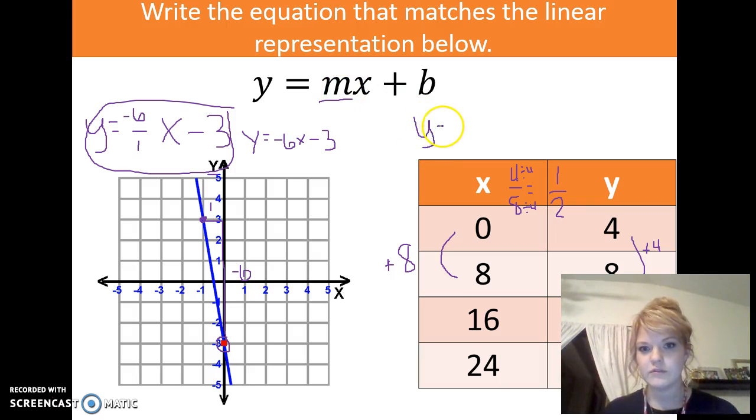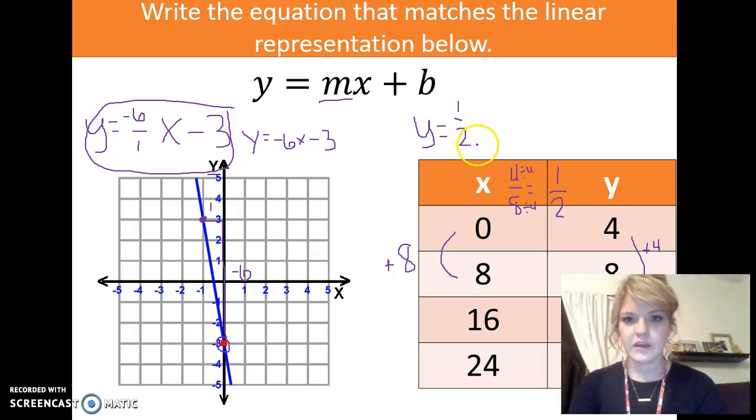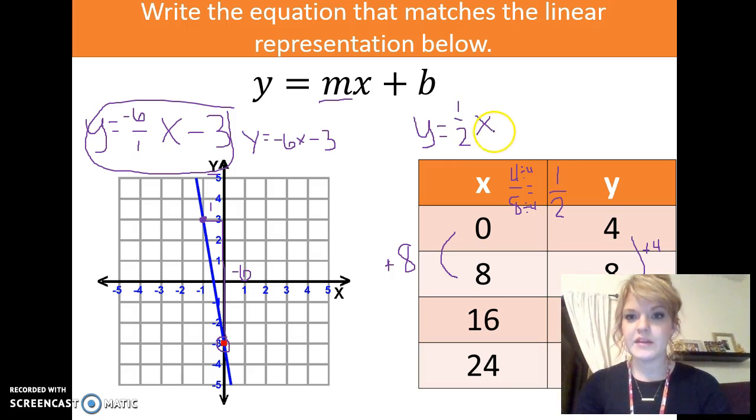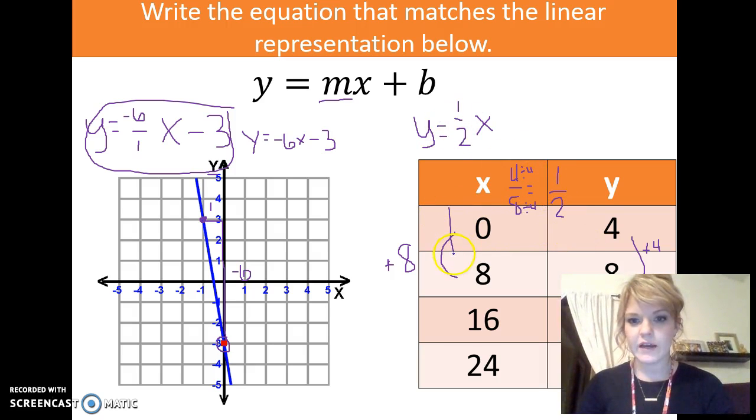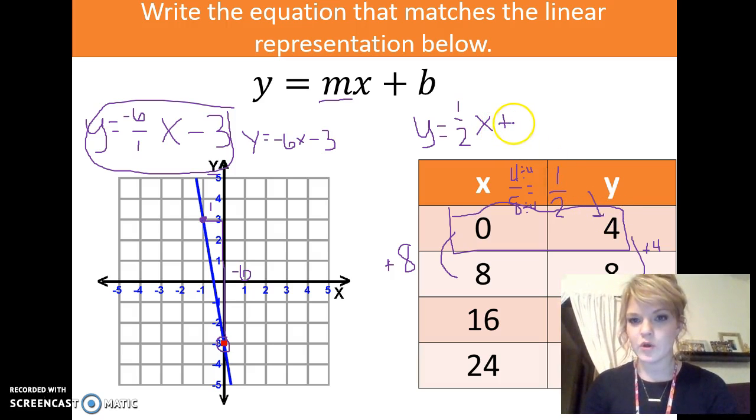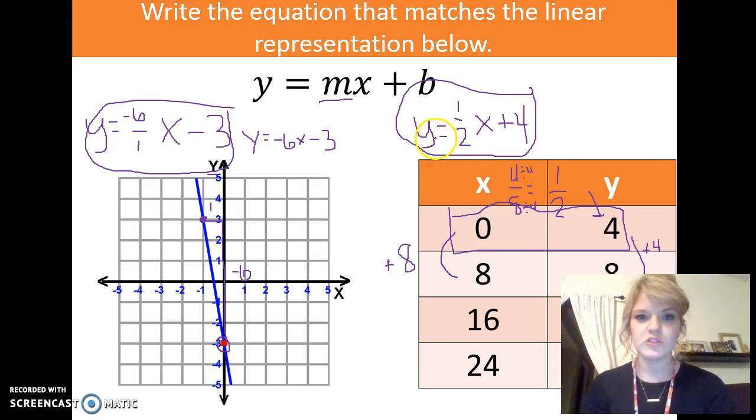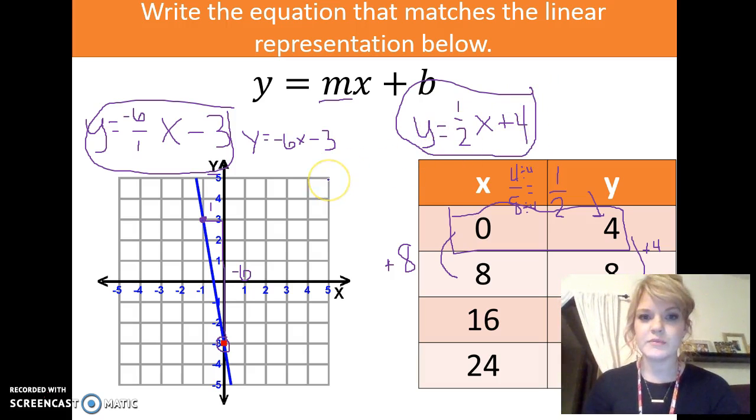So y equals, this time instead of the m, I'm going to put my slope, 1/2, x. Now I'm not going to do a plus or minus yet until I find the y-intercept. So I find where x is 0 in this top row, and its y partner, the 4, that's the y-intercept. It's positive, so I am going to add it. Should be pretty simple. You found the y-intercepts of graphs and tables. You found the slope. Now you're just putting them together.